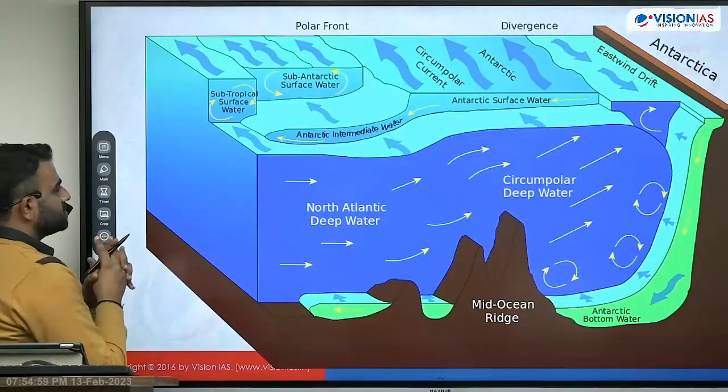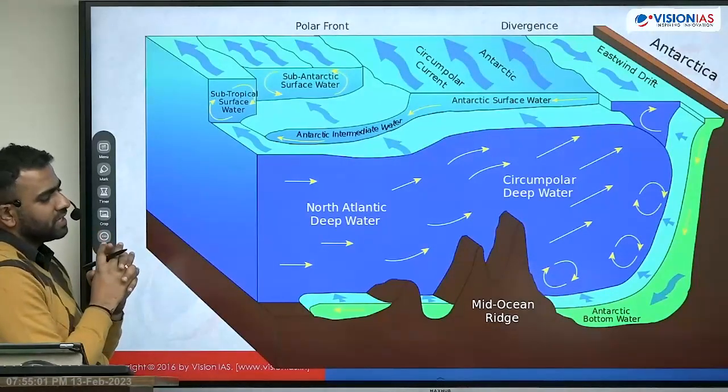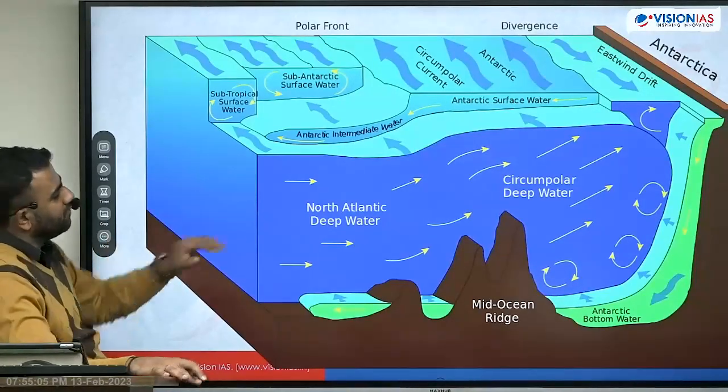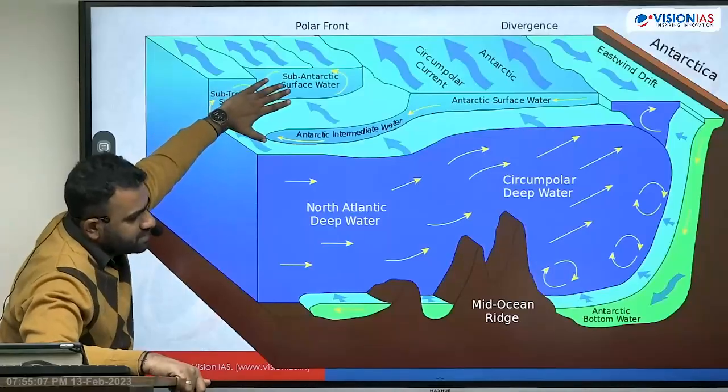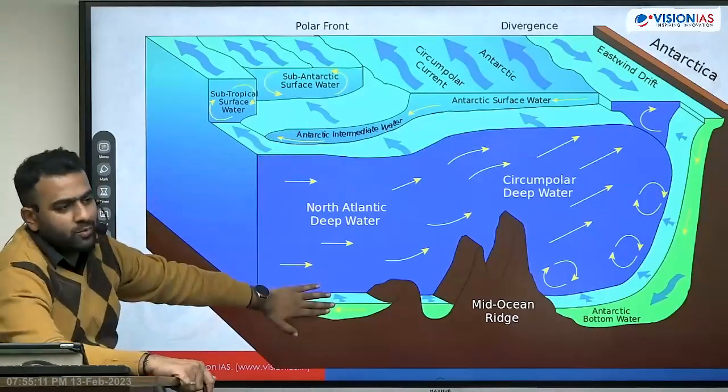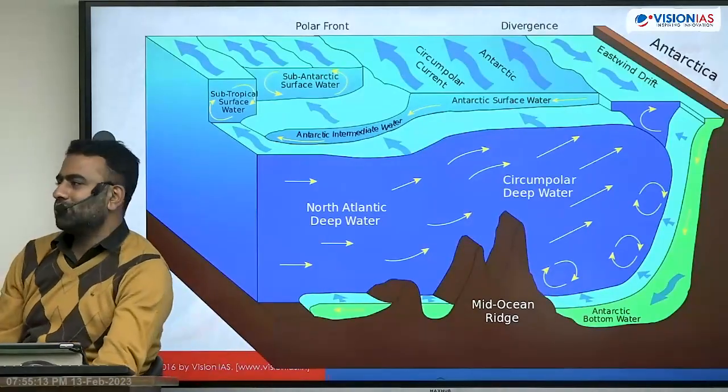There are three types of water masses depending upon the height, the depth in which they are existing. The water mass which exists near to the surface is surface water mass, then intermediate water mass and deep water mass. Which one is the most common water mass?